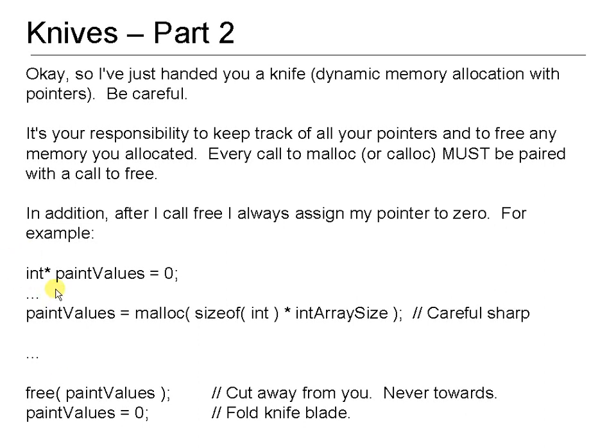So, for example, I've got code where I make my pointer, I allocate memory using malloc, and then I say free, so I let go of the memory. Then when I'm done, I set the value of the pointer to zero. Now, if you want to use the pocket knife analogy, I fold the blade so I can put it back in my pocket. I'm all done with it.